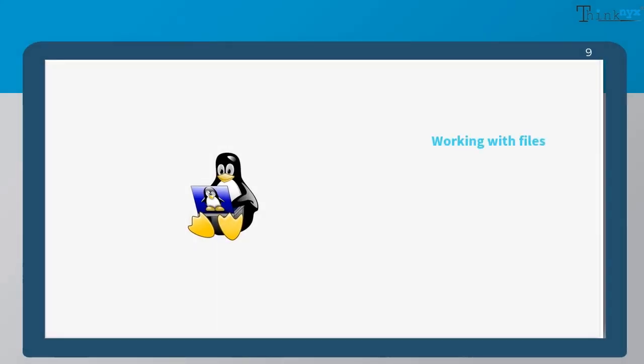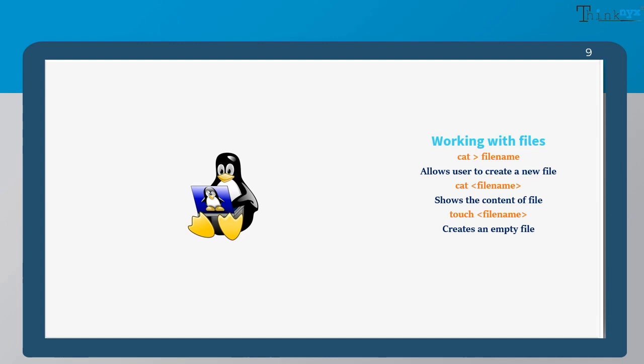Now let's discuss some of the Linux commands for working with files. cat greater than file name allows the user to create a new file. cat file name shows the content of the file. touch file name helps to create an empty file. mv file name new file name moves or renames a file or directory, and it is also used to move a file to a different directory.